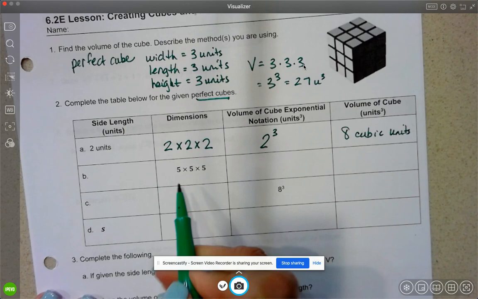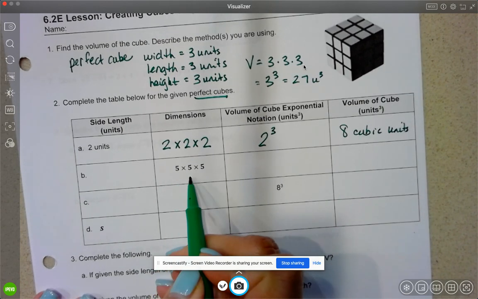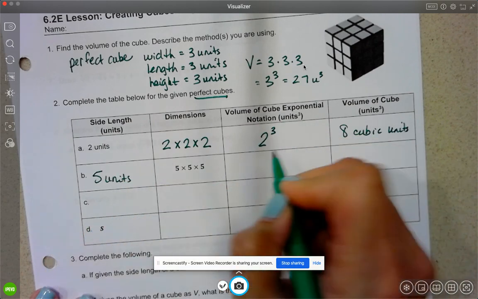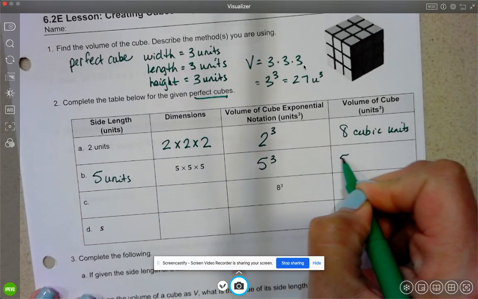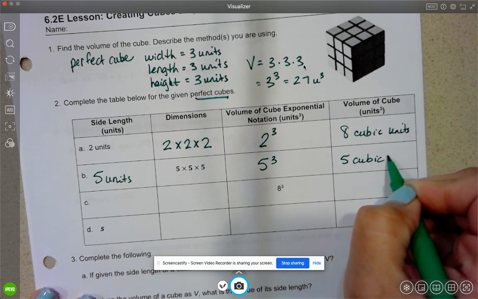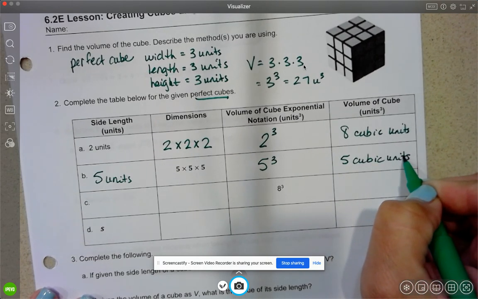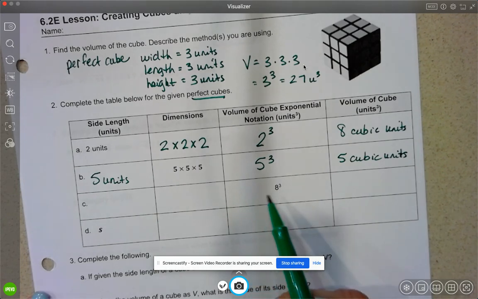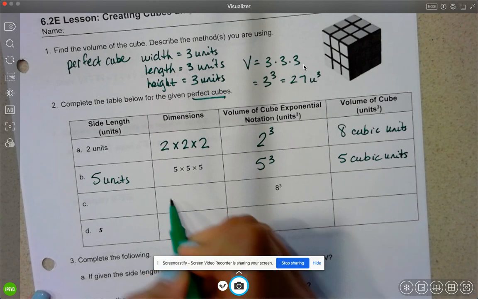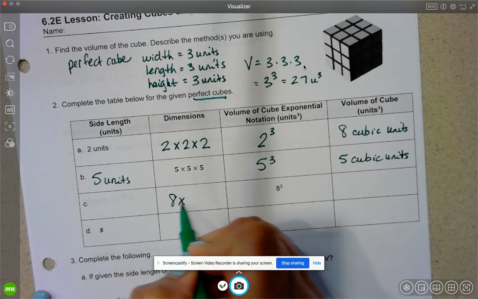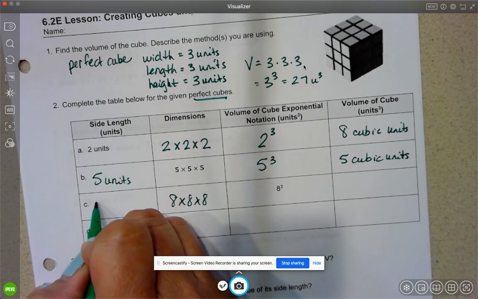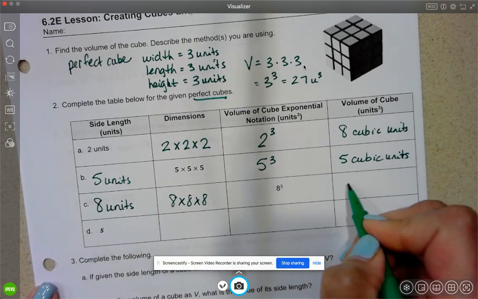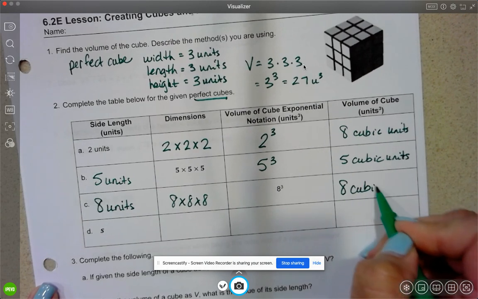Okay, over here we have dimensions that are 5 by 5 by 5. So that must mean that each side length is 5 units. So we have 5 cubed and 125 cubic units. Okay, here they're actually giving you the volume. So kind of moving backwards, you know that 8 to the third power really means 8 times 8 times 8. So each side must be 8 units. And so you have 8 cubic units.